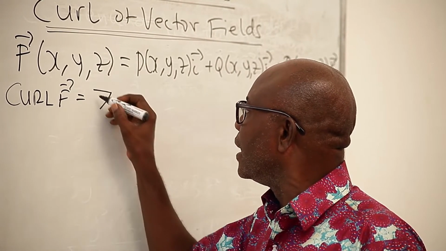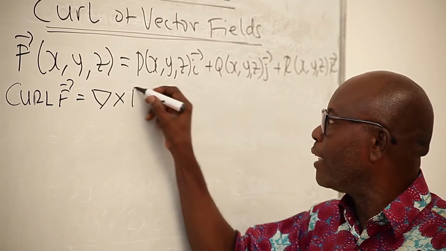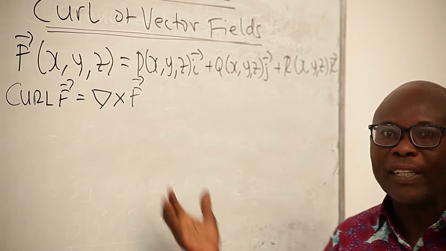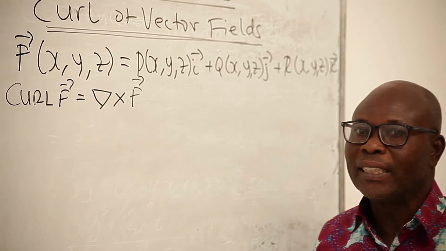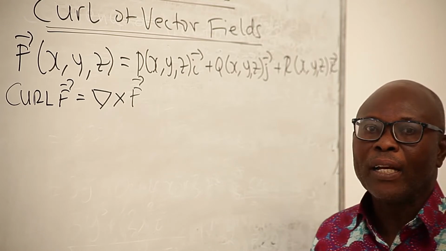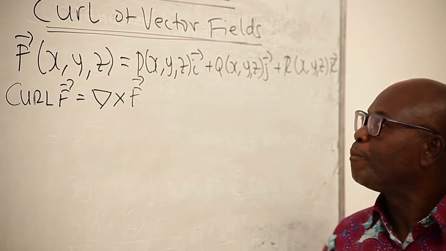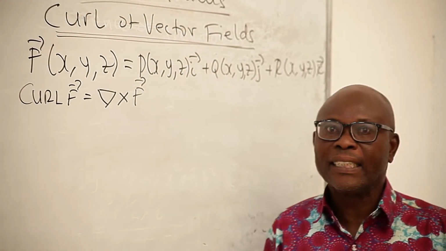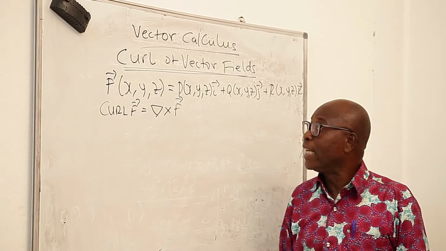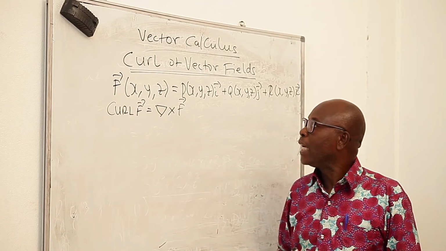and it is defined as a cross product of del and the vector field. And so when we talk of curl of vector fields, it only happens in space, in 3 dimensions. And so when we have a definition of curl as happening in space, then it means that the curl is a cross vector.